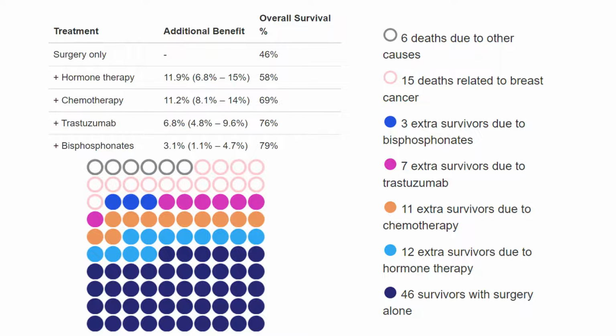Let's say, for example, in the case of bisphosphonates, the additional benefit is only in the range of 3%. Let's say if this patient has some contraindication or certain risks which would make bisphosphonate treatment highly susceptible to causing side effects, I would possibly not consider this treatment in my patient. Hence the uncertainty around it.